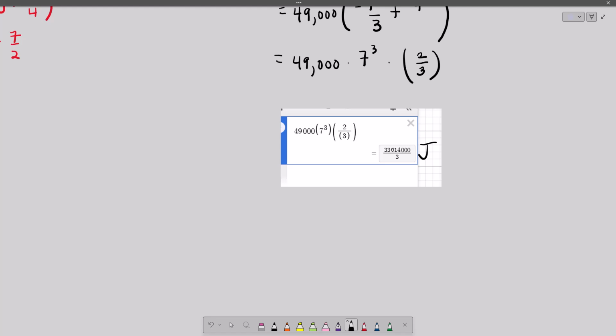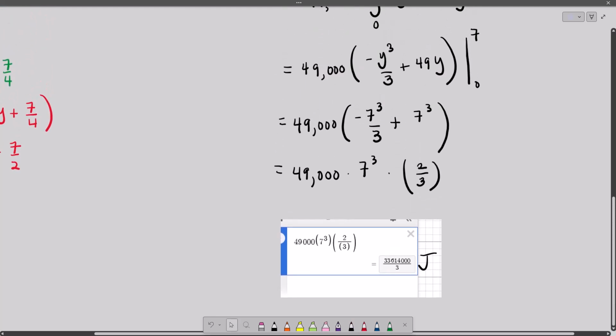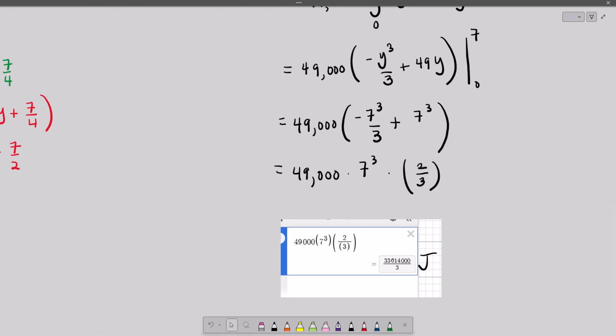Where did the negative in the negative y cubed over 3 go? That negative? Yeah. So when the 7 to the 3 is factored out, we have this. If we factor out 7 to the 3, we're left with minus 1/3. 7 to the 3 comes out of here, this is over 1. So we're left with a 1, and then 1 minus 1/3 is 2/3.